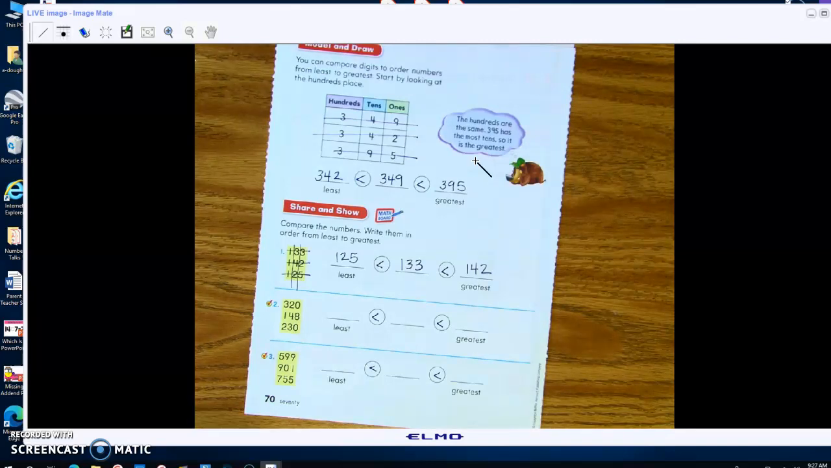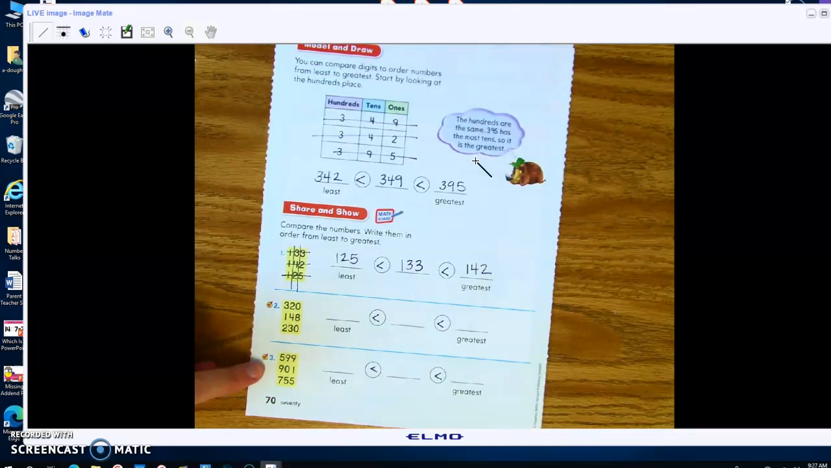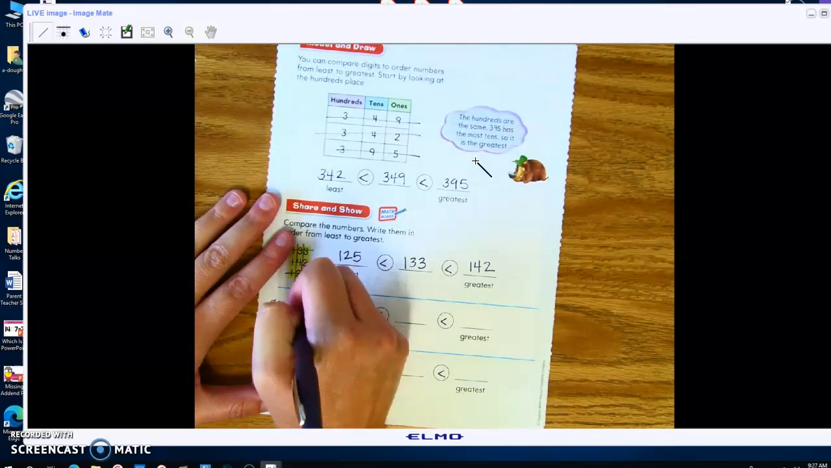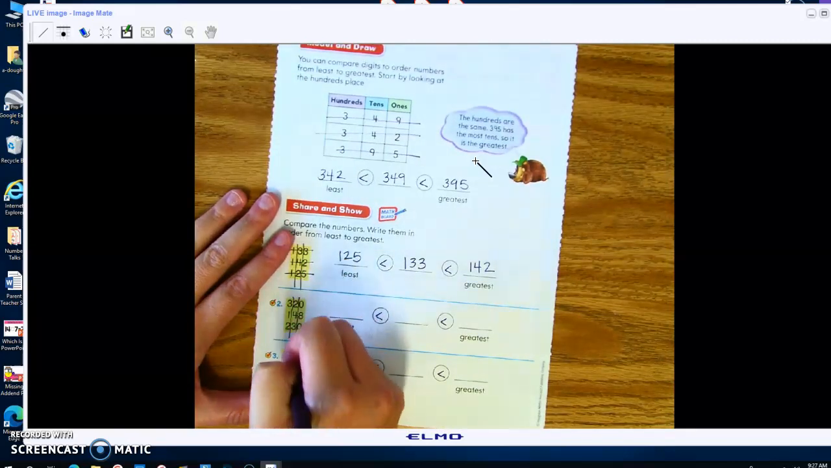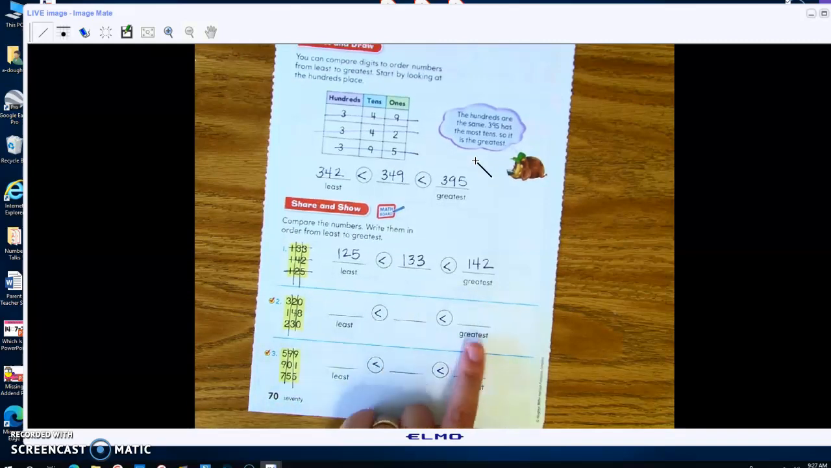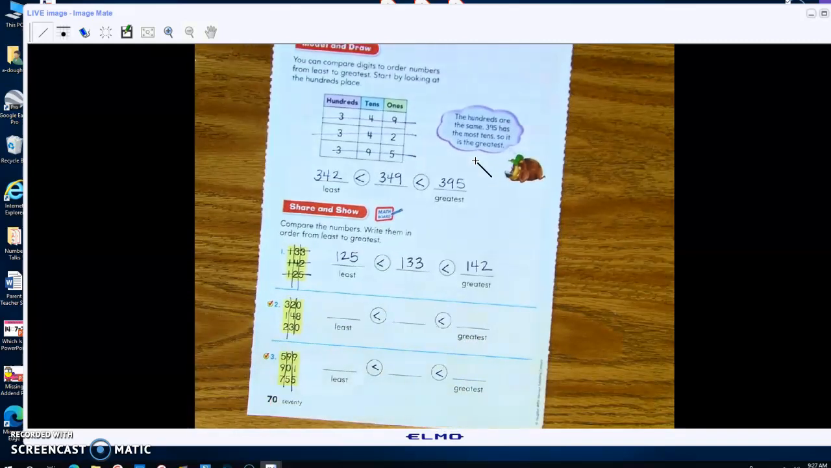So I want you to do 2 and 3. Remember, find the smallest. Look at the hundreds first, and then at the tens, and then at the ones. And put the smallest, then the middle, then the largest. So go ahead and do 2 and 3.